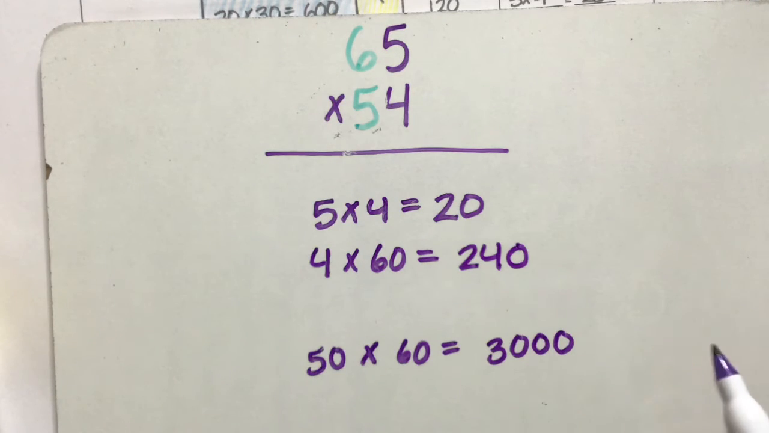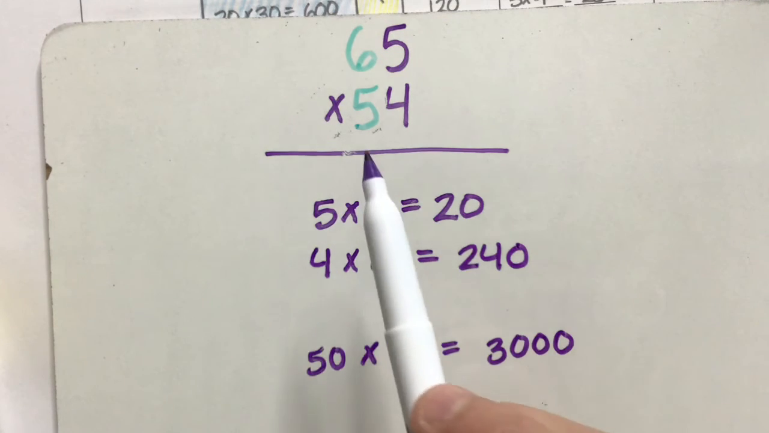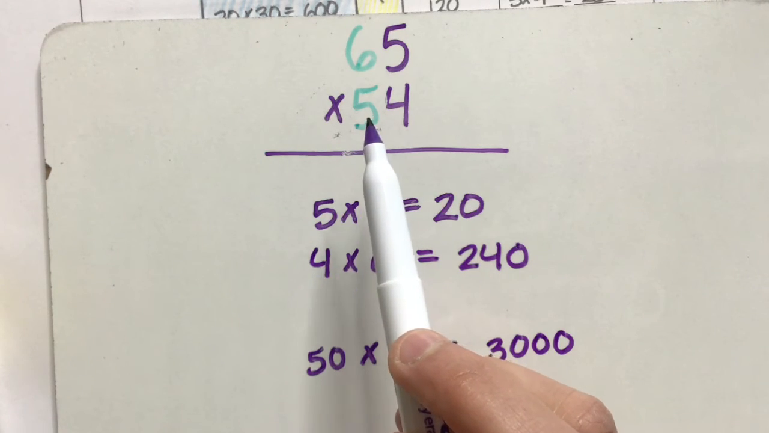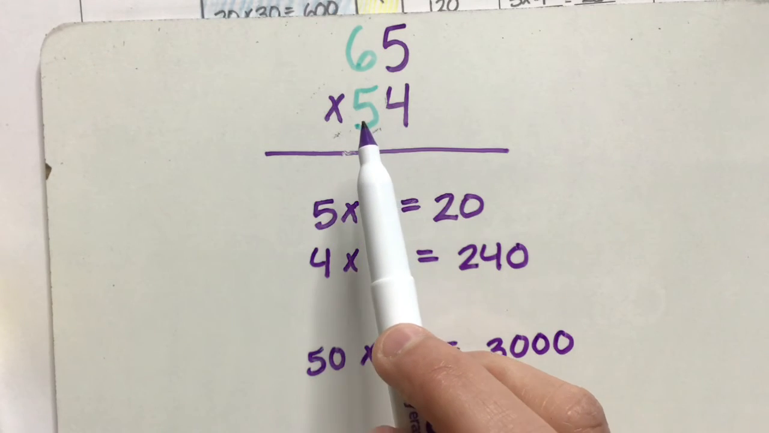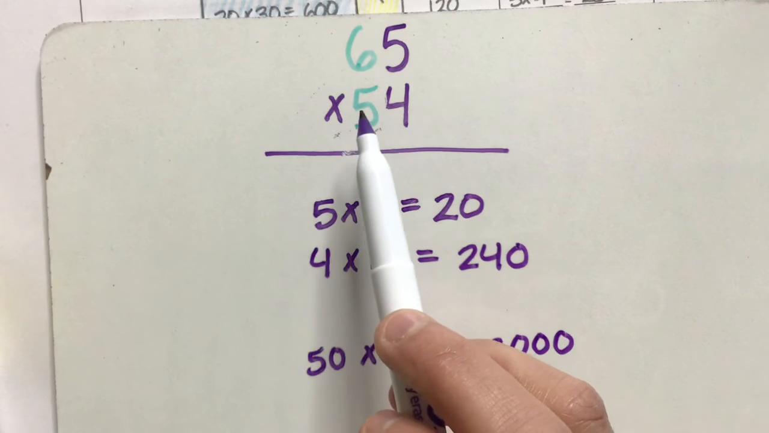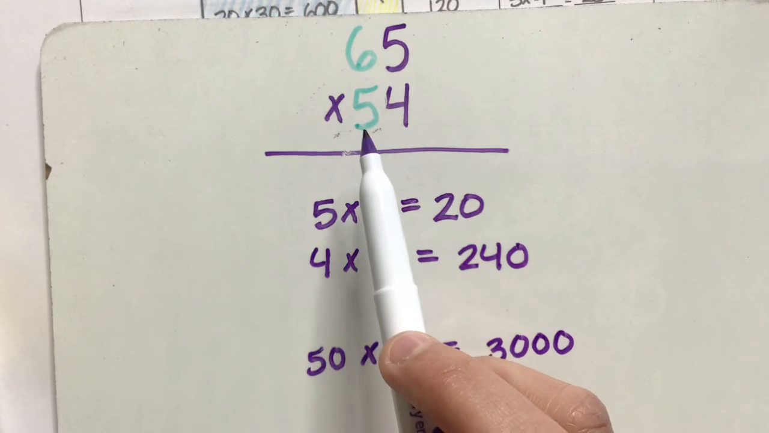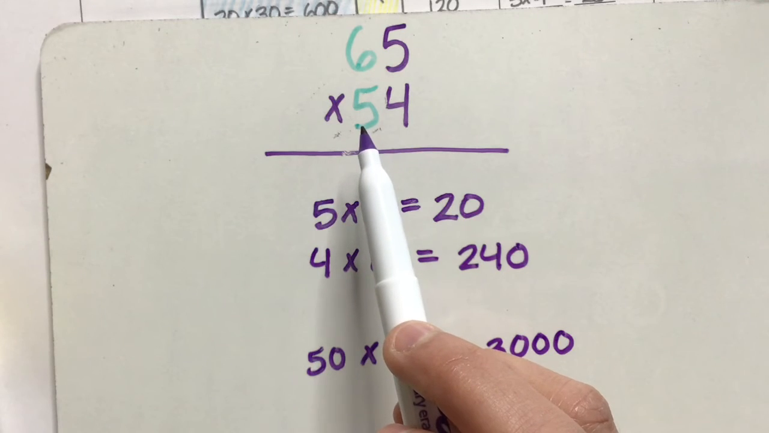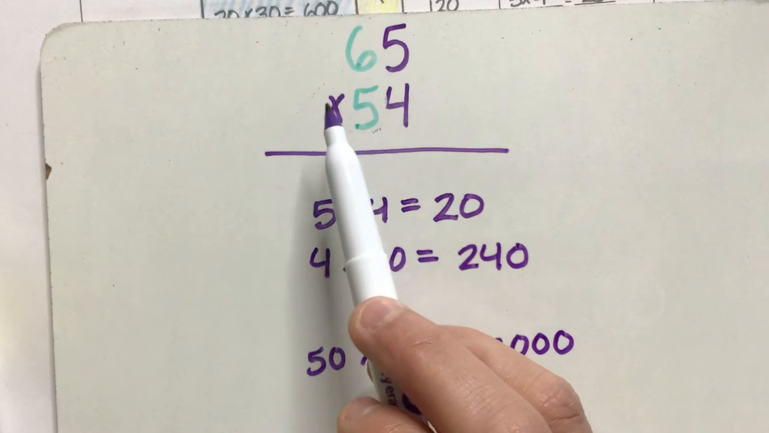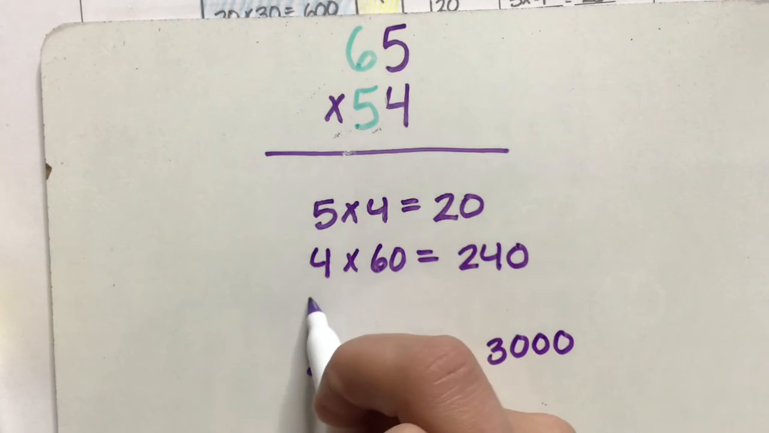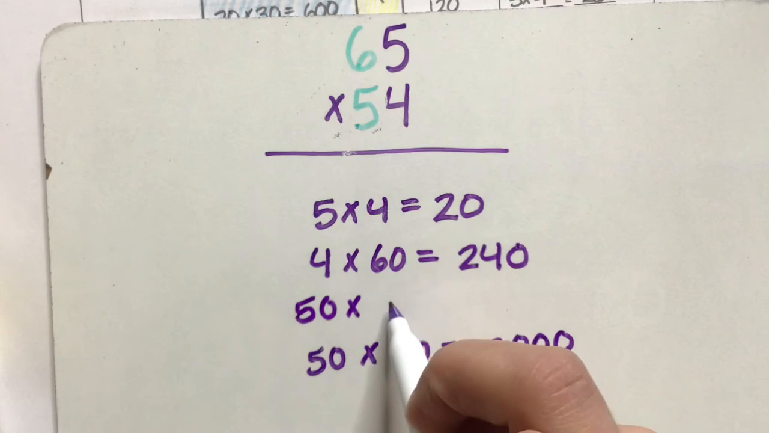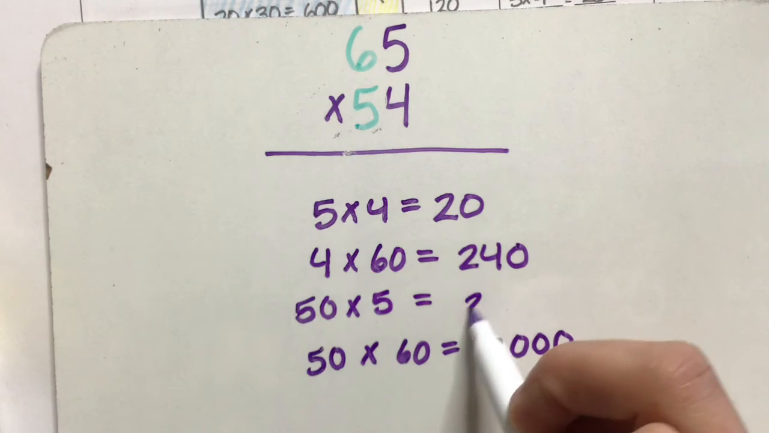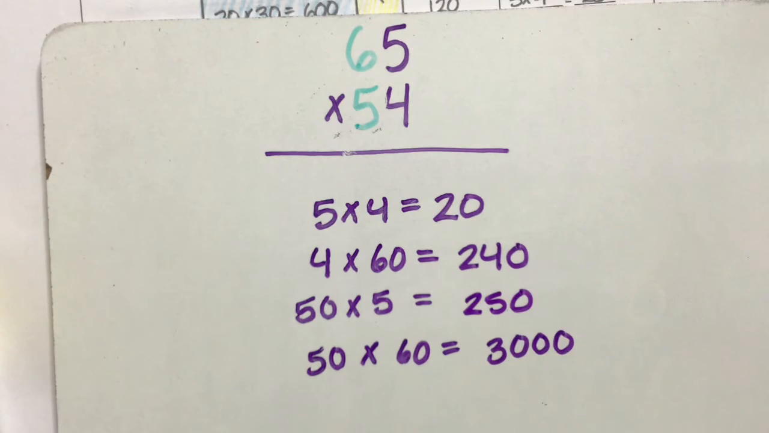Now I'm going to go on to the last part of this algorithm, this 5 here. Remember, this is not a 5. This is actually 50. So think about this as 50 times 5. I'll say that one more time. This 5 right here is actually a 50. So we're going to call this 50 times 5. So I know that 5 times 5 is 25, and I'm going to put the 0 at the very end.